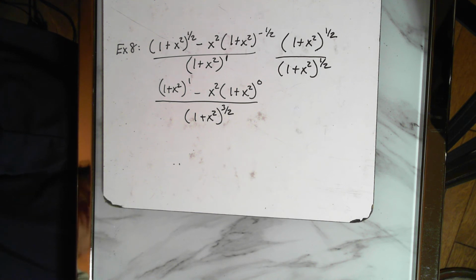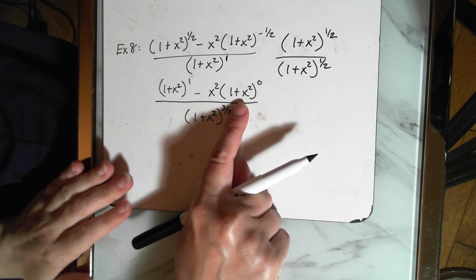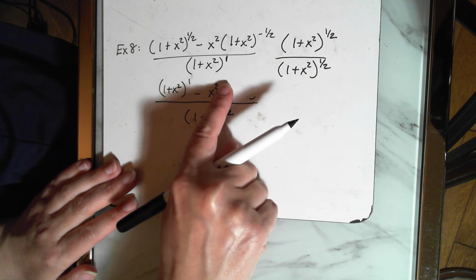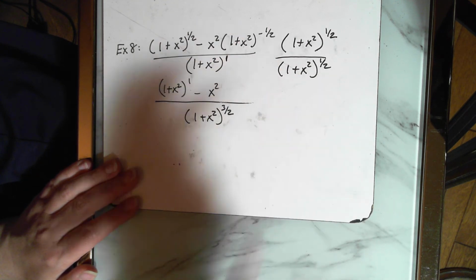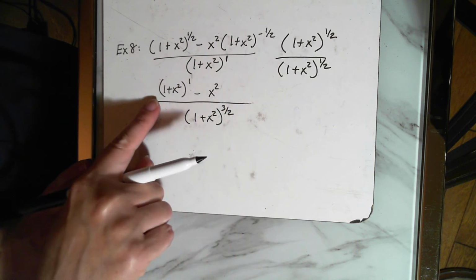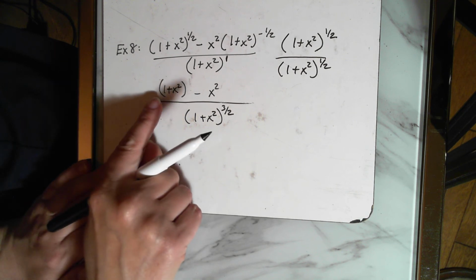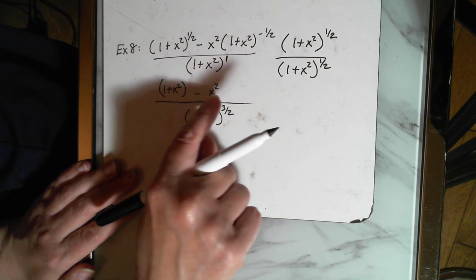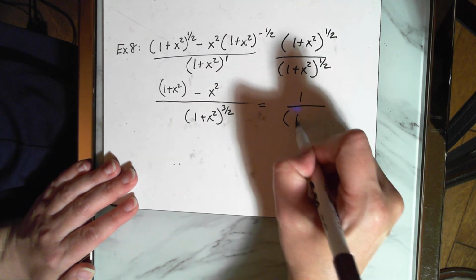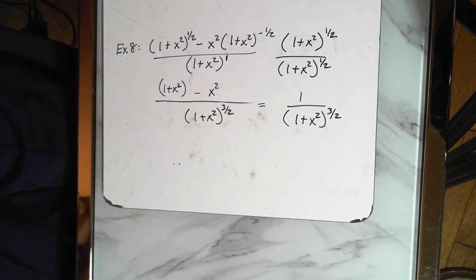Okay, so the next thing I need to do is I need to take care of that 0 power. Anything to the 0 power is 1. So this is really 1 times x squared. So I'm just going to erase that and do 1 times x squared right there. Now I can simplify this subtraction because this is to the first power, so it's like that isn't even there. So I have 1 plus x squared minus x squared, which is just 1. So this is 1 over 1 plus x squared to the 3/2. And that is my simplified version.